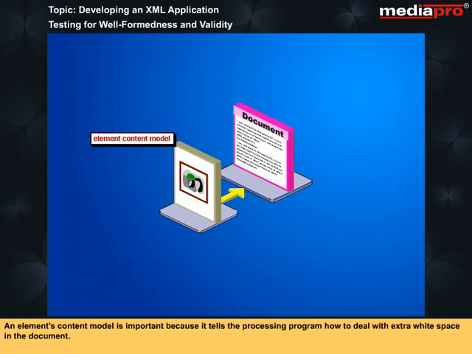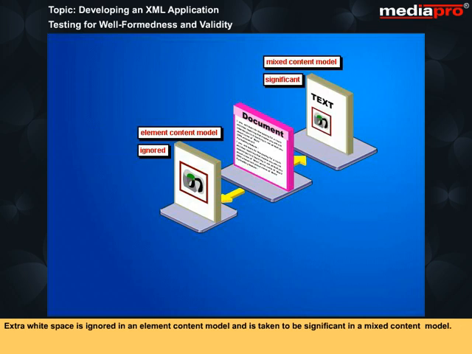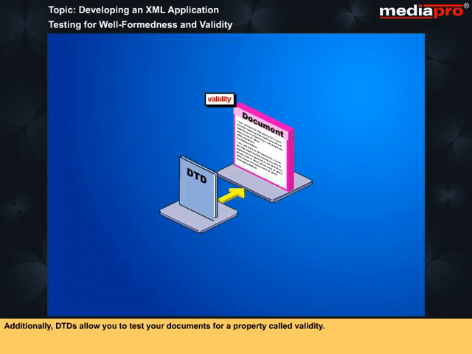An element's content model is important because it tells the processing program how to deal with extra white space in the document. Extra white space is ignored in an element content model and is taken to be significant in a mixed content model. Additionally, DTDs allow you to test your documents for a property called validity.